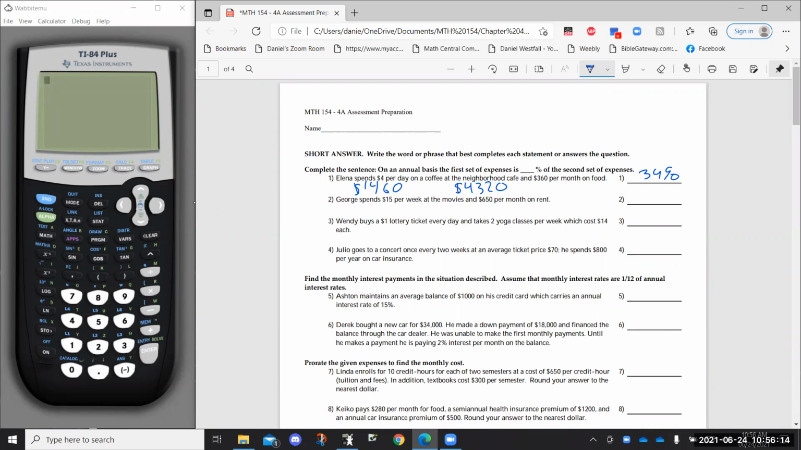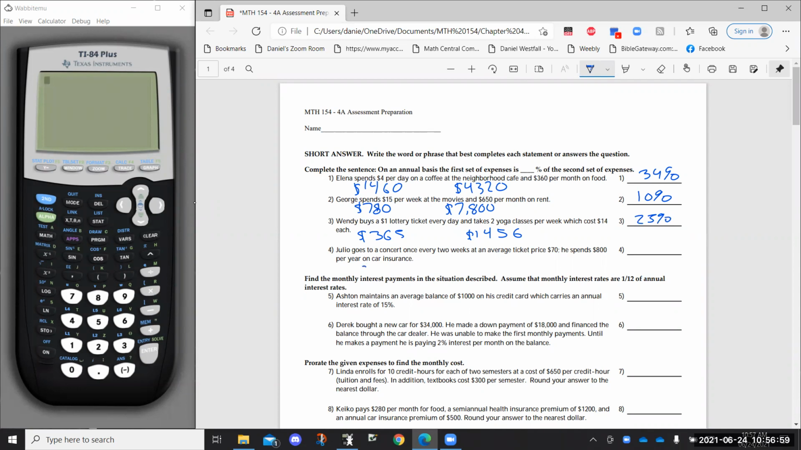Similarly here, this is going to be $780 for the first amount. This is going to be $7,800 for the second amount, which makes this an even 10% here. This is going to be $365 for the first amount here, $1 a day, right? And then $1,456 on yoga classes. So that's going to be 25%.